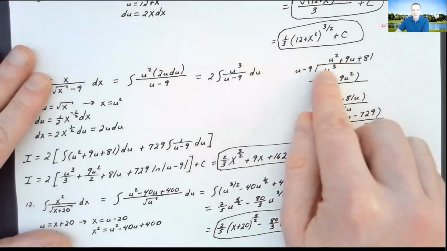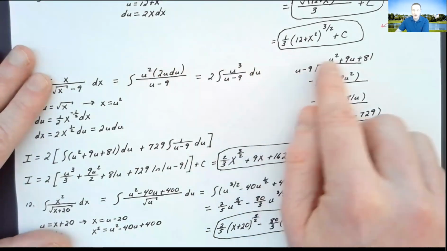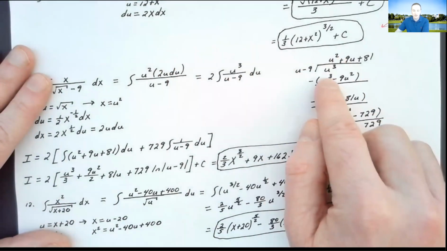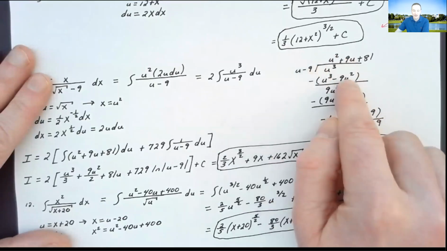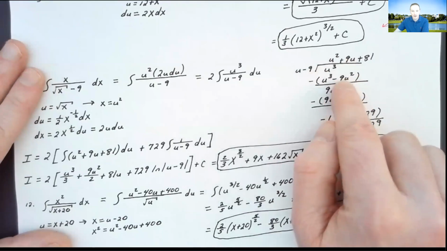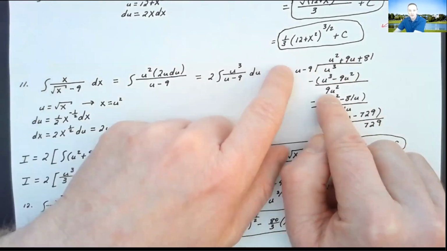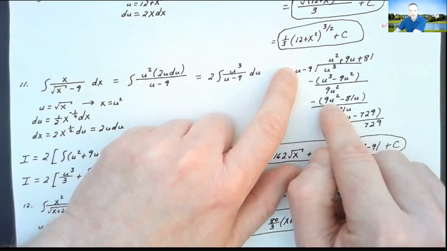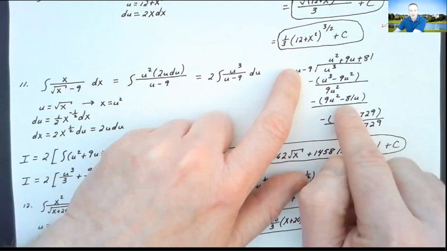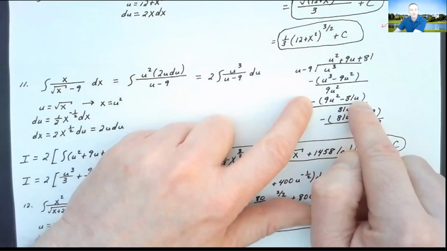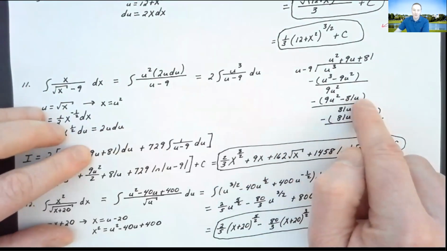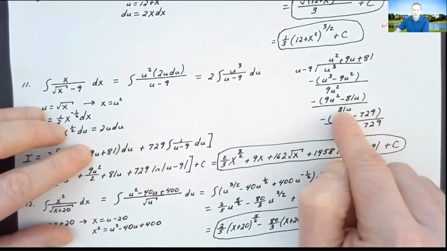U minus 9 divided into u cubed. U goes into u cubed, u squared times u is my u cubed. U squared times negative 9, minus 9u squared. I subtract out that group, I'll get a 9u squared. U times 9u gives me that. And then I would have 9u times negative 9, that's going to be minus 81u. But we have to subtract out that group, so that minus a negative 81u becomes a positive 81u.